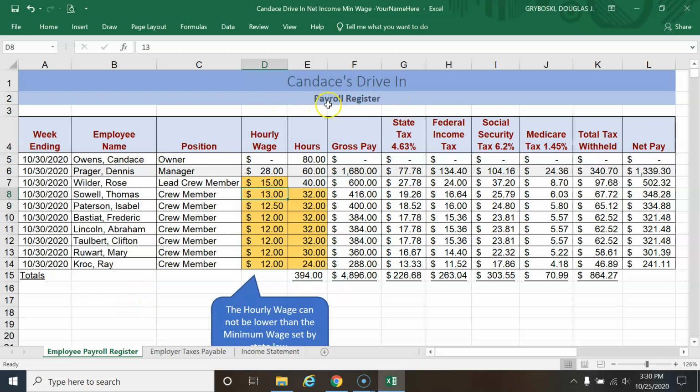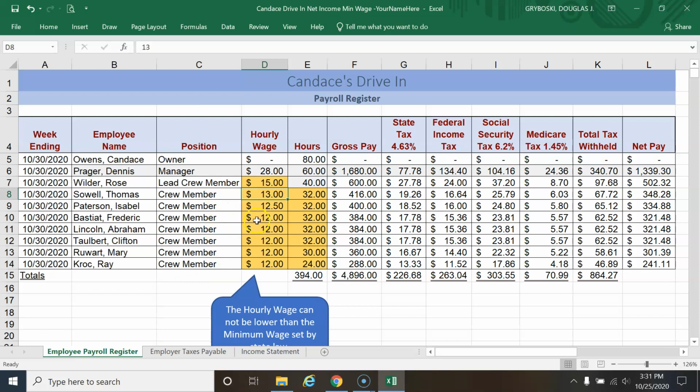This one's called the payroll register. So first of all, what are we talking about here? Candace's drive-in. Just assume that it's like a Sonic drive-in, something like that. Okay, small restaurant, burgers and shakes restaurant. Okay, so here she's got Candace Owens is the owner, and she's got a manager, a lead crew member, and all the rest crew members.